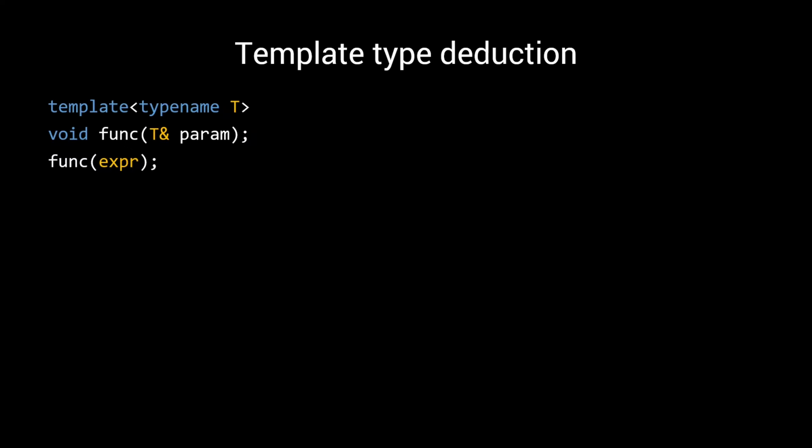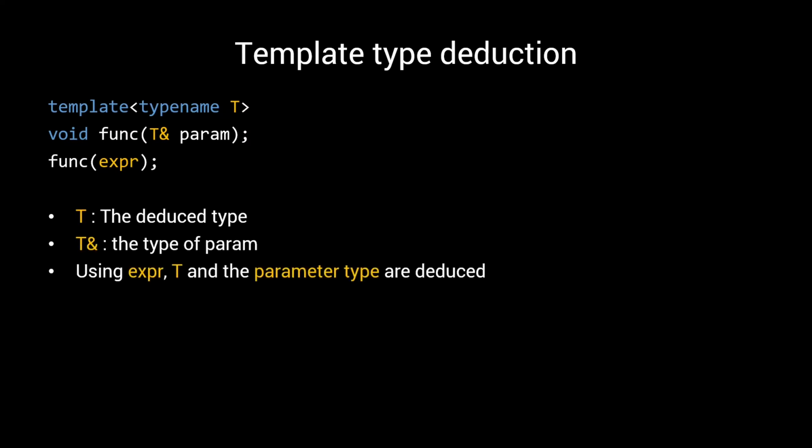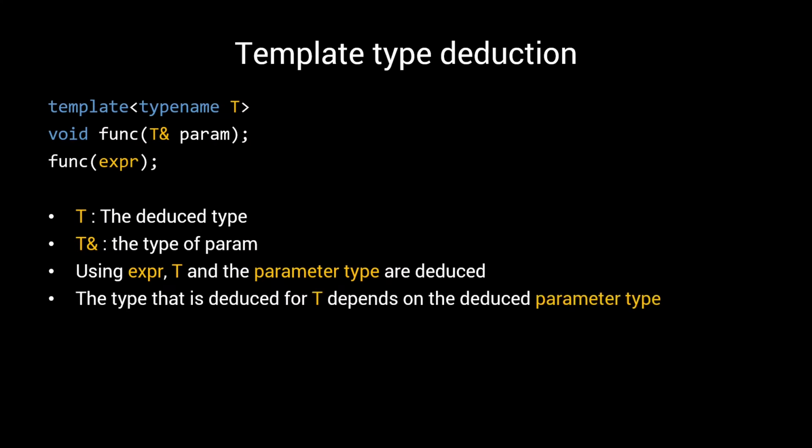I have a template function, func, declared here, and a call to that function with a certain expression. When talking about type deduction, we say that T is the deduced type. And this TRef here, that's the type of the parameter. Using the expression, the compiler deduces both T and the parameter type. The type that is deduced for T depends on the parameter type.